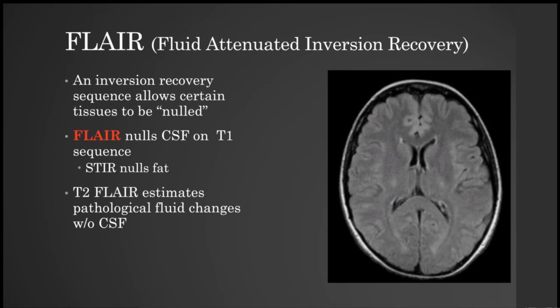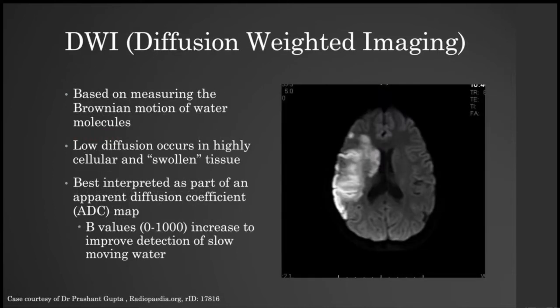So the DWI, obviously we use that a ton, right? And that's looking at water molecules moving through tissue, injured or uninjured tissue. Low diffusion occurs in highly cellular, swollen tissue, but we always need to interpret the DWI, and you'll hear us talk about it in vascular conference all the time: what did the ADC look like?